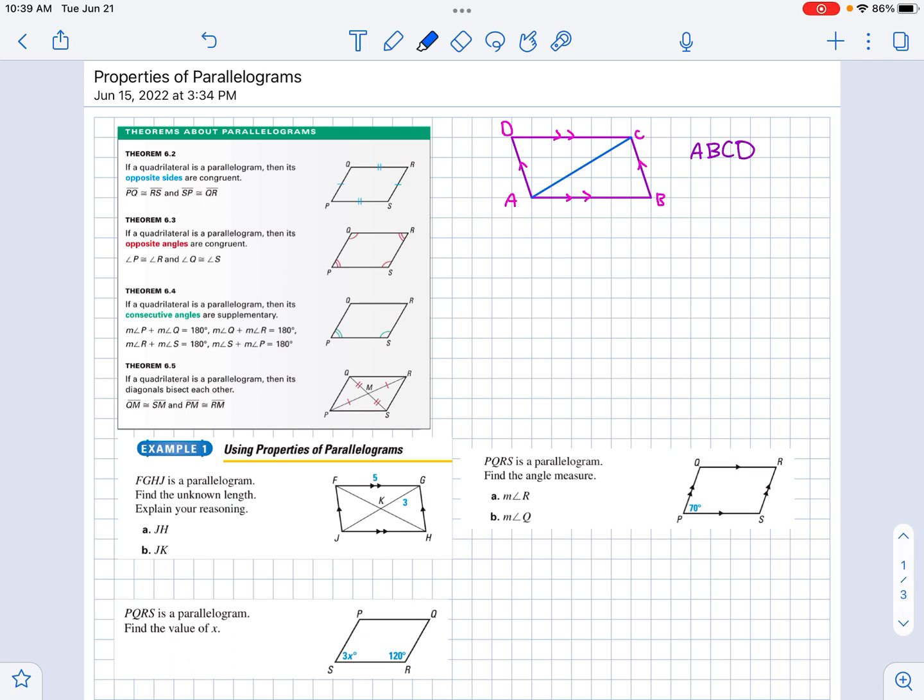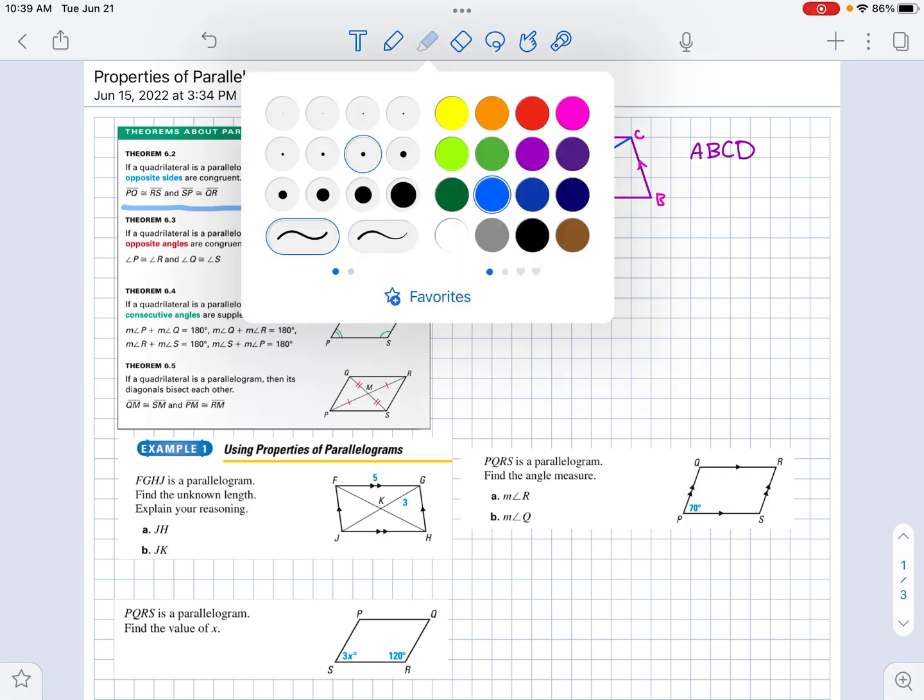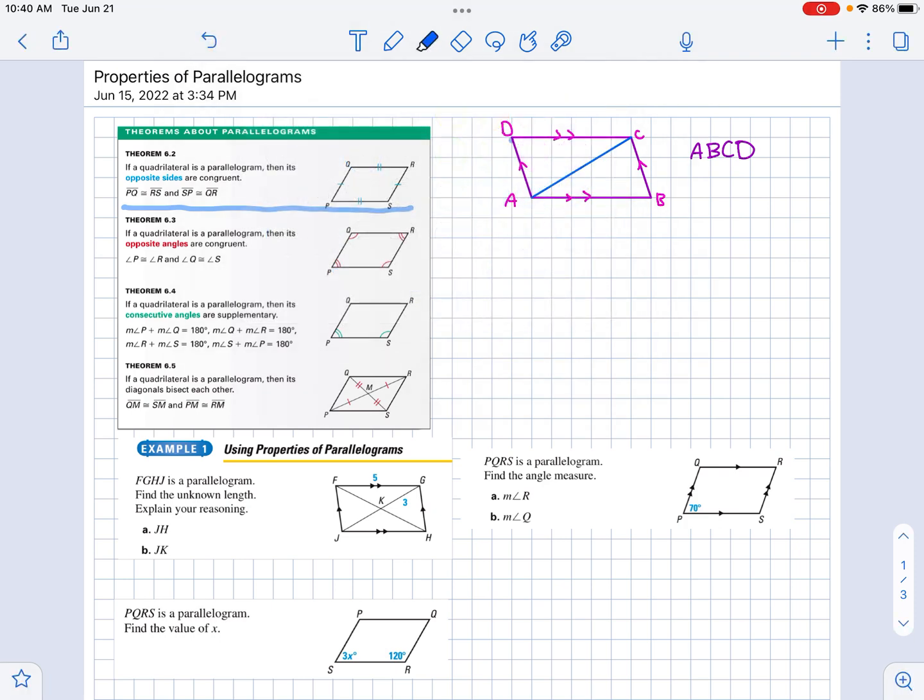Now we're going to study some properties of these parallelograms mainly with these four theorems. We've got 6.2, 6.3, 6.4, and 6.5. And I want to focus on, first of all, this first theorem that says if a quadrilateral is a parallelogram, then its opposite sides are congruent. In other words, what we mean by that is this side here is congruent to this side, and this side here is congruent to this side.